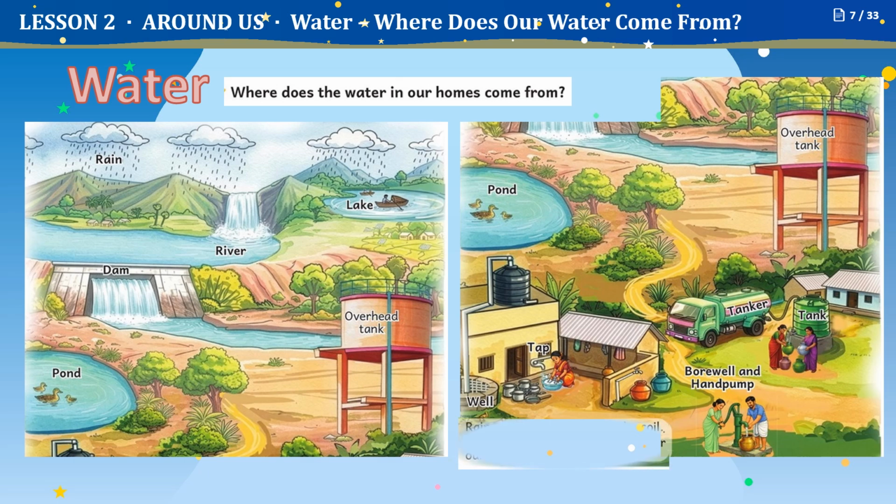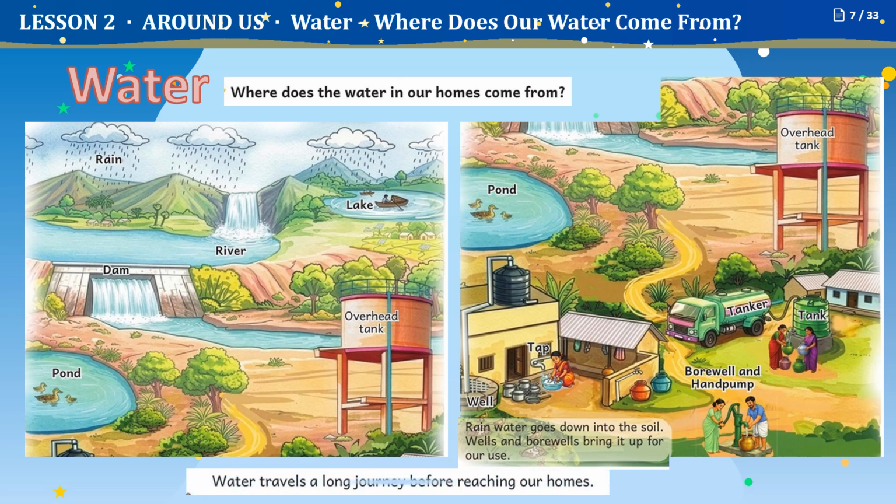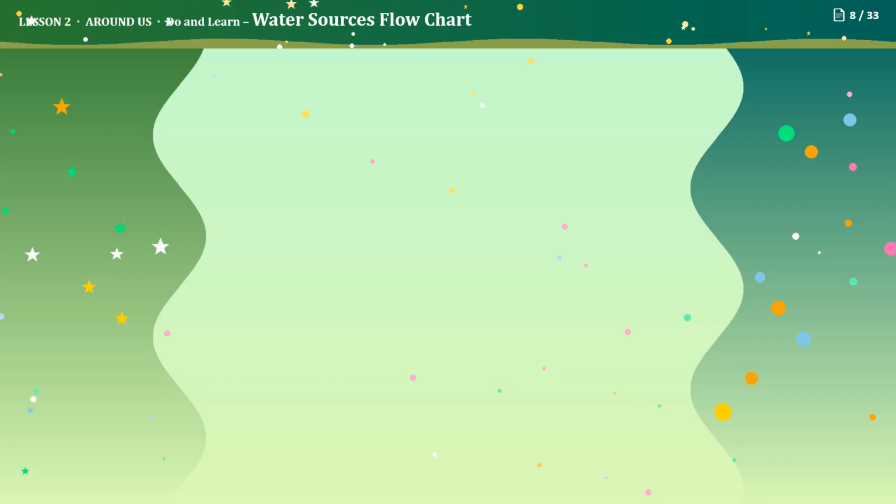And the water comes to us through the tap, through the tanker, or we store it in the tank. At the same time we can get water from the well as well as borewell and hand pump. Rainwater goes down into the soil and wells and borewells bring it up for our use. So water travels a long journey before it reaches our home.